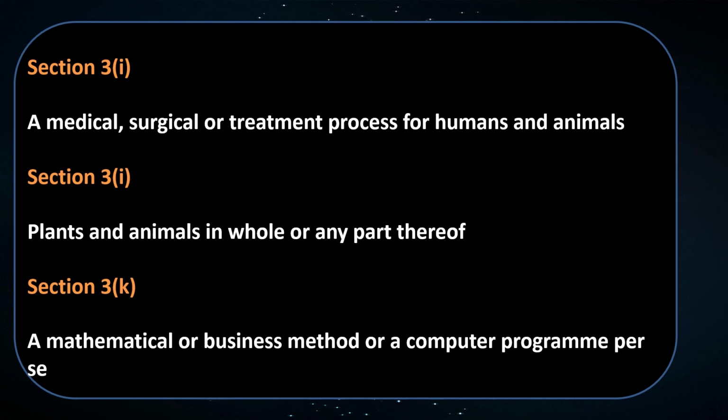Section 3J, sorry, I've written it as Section 3I, but that is Section 3J, states that plants and animals in whole or any part thereof are not patentable. That is, I think, self-explanatory. Then Section 3K states that a mathematical or business method or a computer program per se is not patentable. So if a mathematical method or equation is invented by someone, it's not patentable. Similarly, a way of doing business is not patentable, and a computer program code in itself is not patentable.